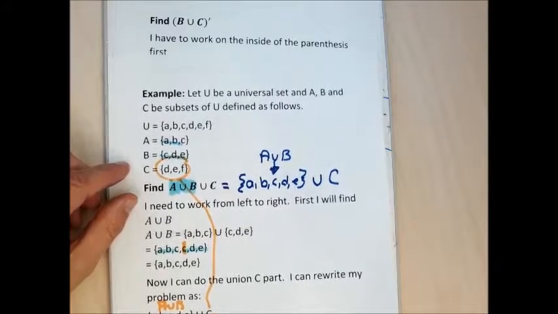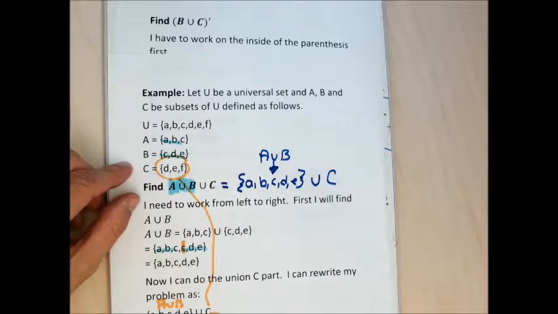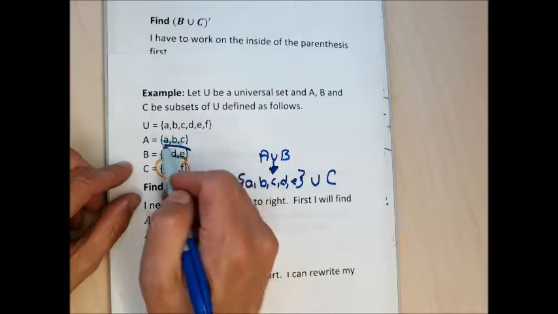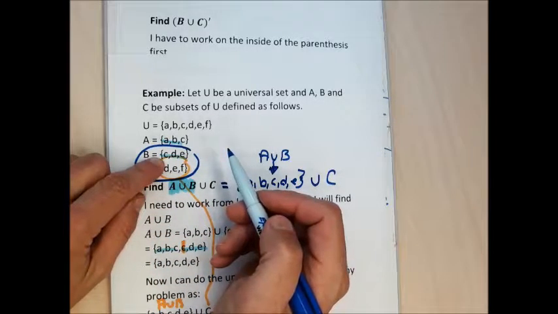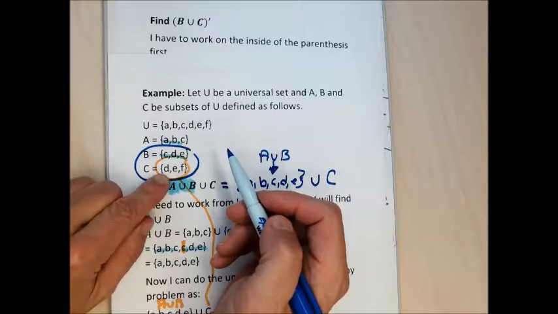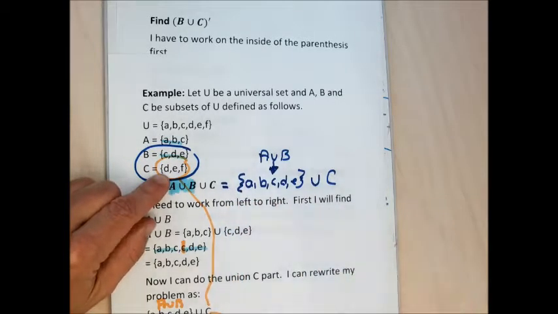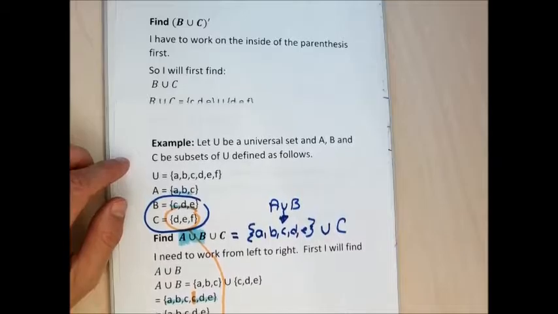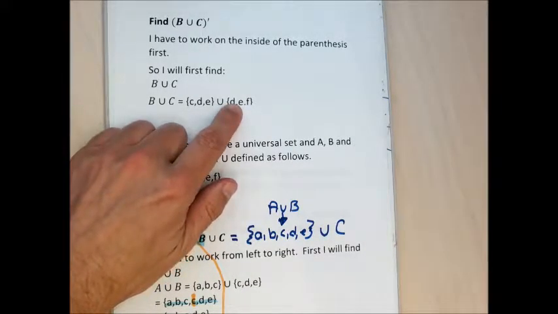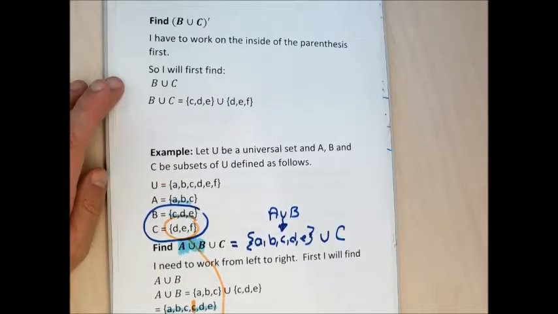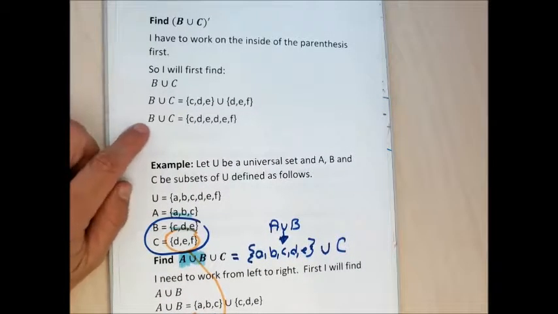So first I have to do the inside of the parentheses, which is B union C. And how do I find B union C? Well, I take the elements of B, which are C, D, and E, the elements of C, which are D, E, and F, and I write them in a big set. I call that B union C.